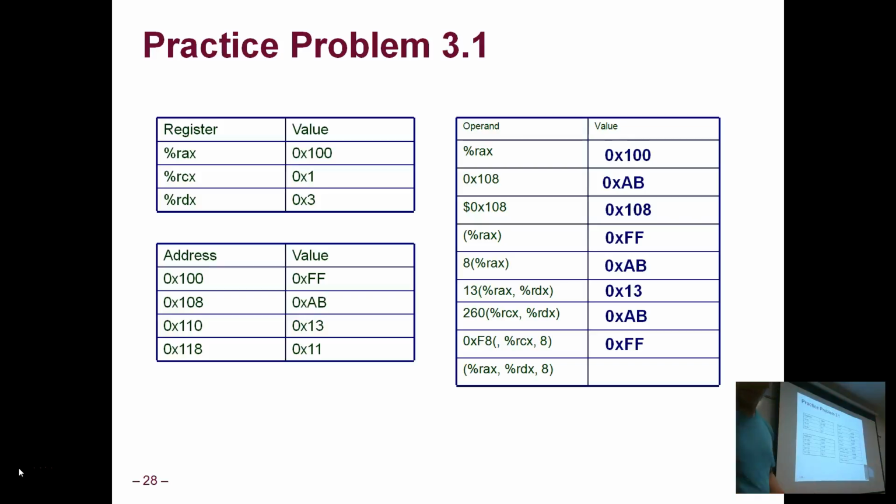Yeah. And then the last one is 8 times RDX, and this is decimal 24, and then you add it to hex 100, and this ends up being hex 118. So decimal 24 is hex 18. This is hex 118. All right, I am going to stop.